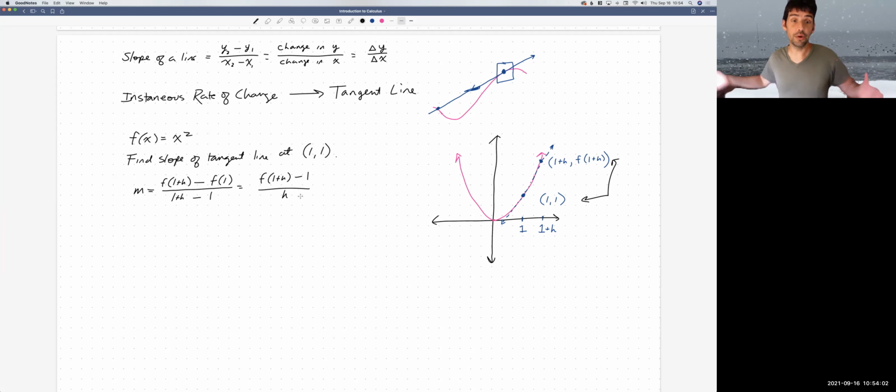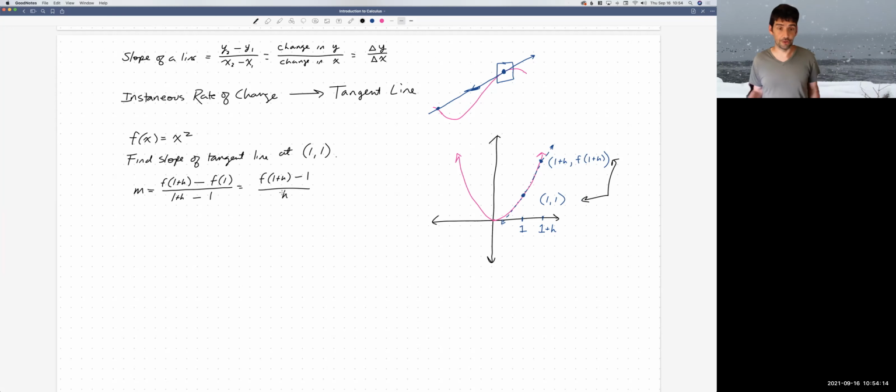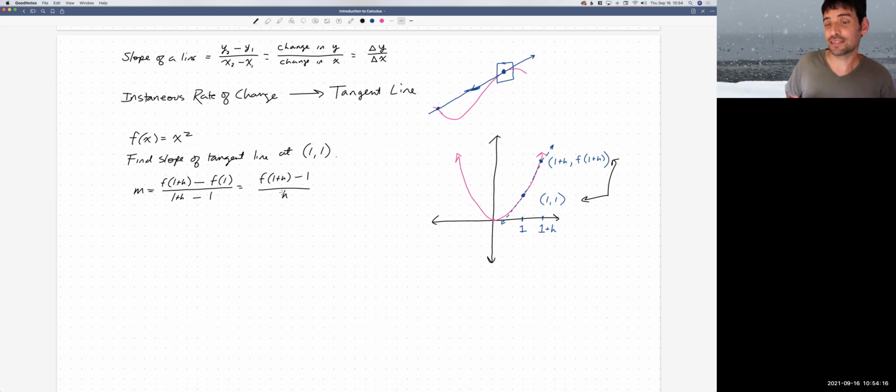What do we want to do? We want to make h smaller and smaller and smaller. We have a problem if we let h become 0. If h is 0, we have f of 1 minus 1, or 1 minus 1, over 0. 0 over 0 is undefined. But if we make h small, we will get better and better approximations. And we can write the equation of the tangent line, sorry, the approximating tangent line.